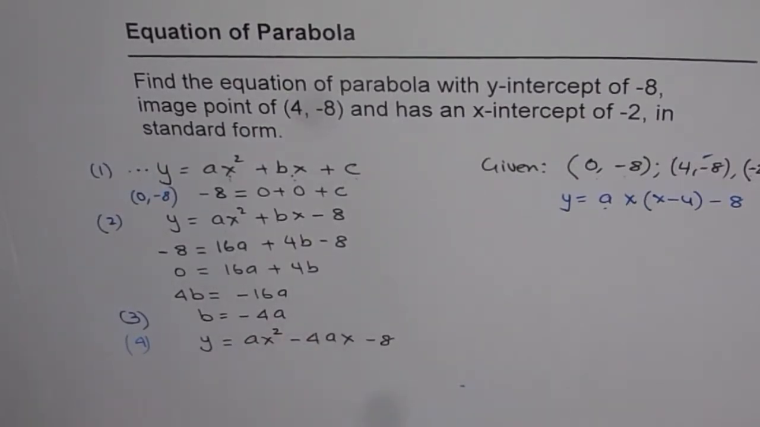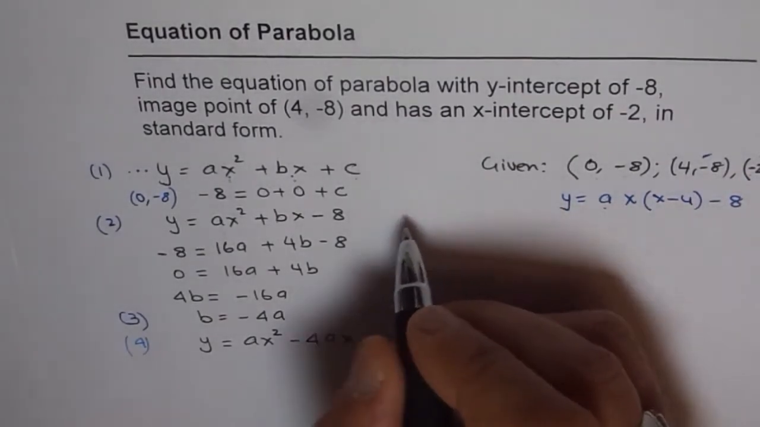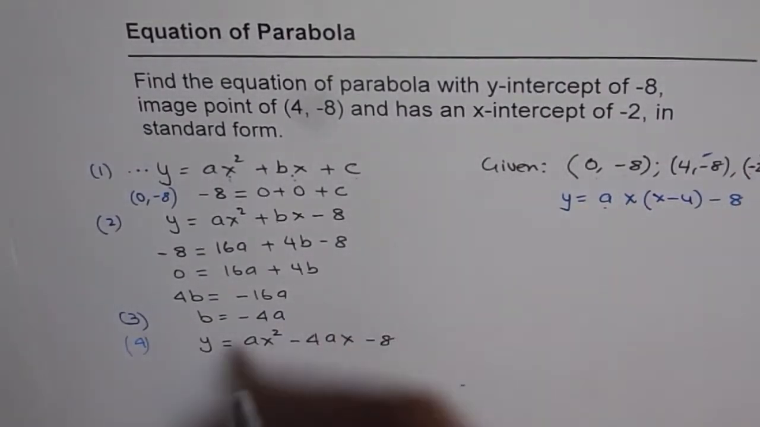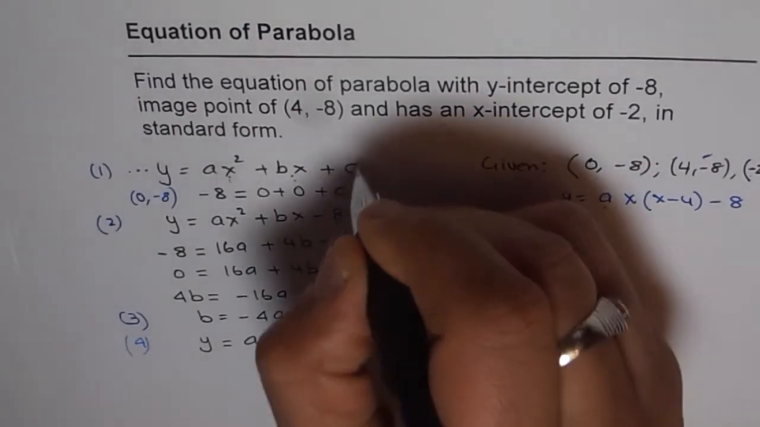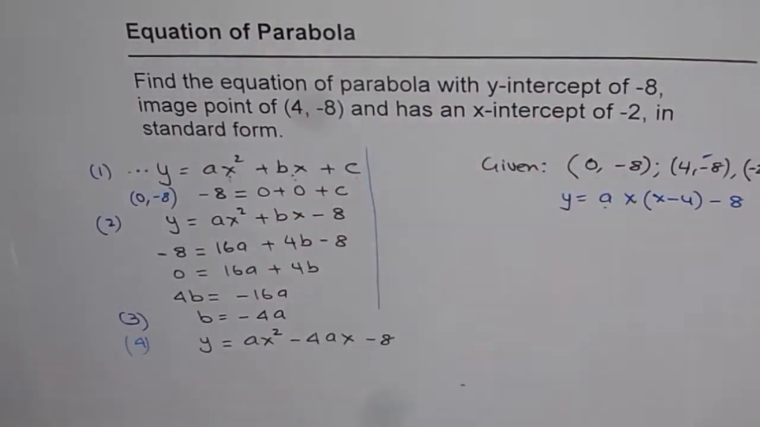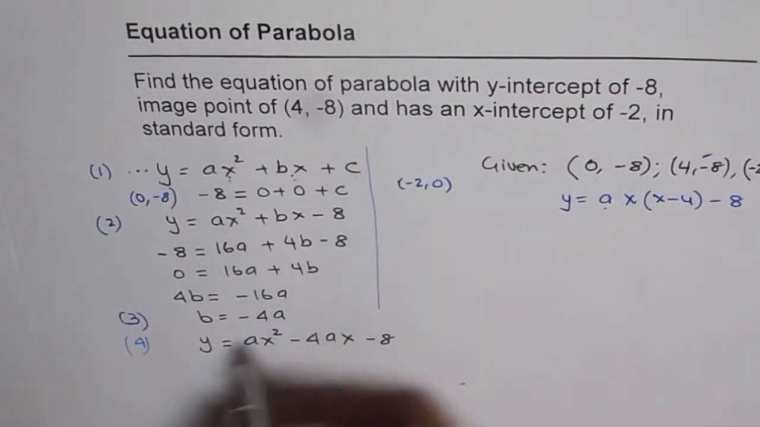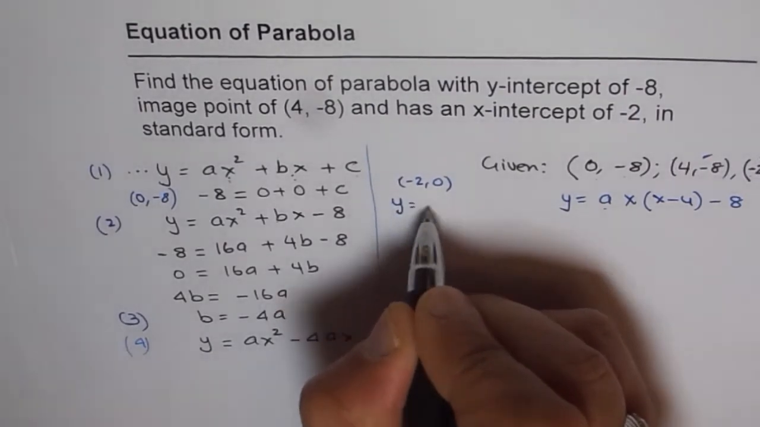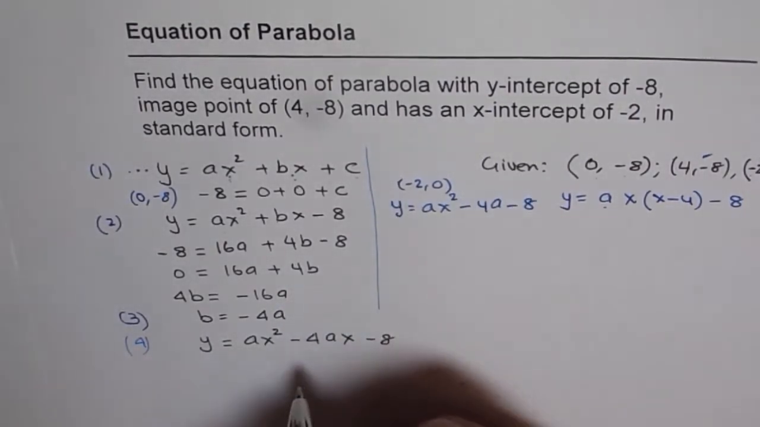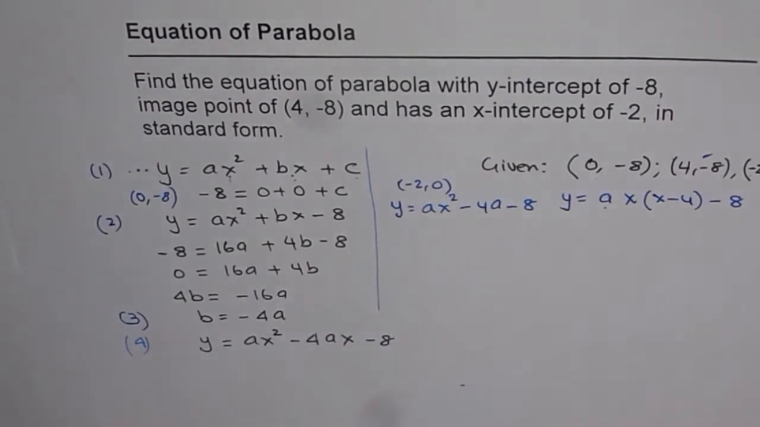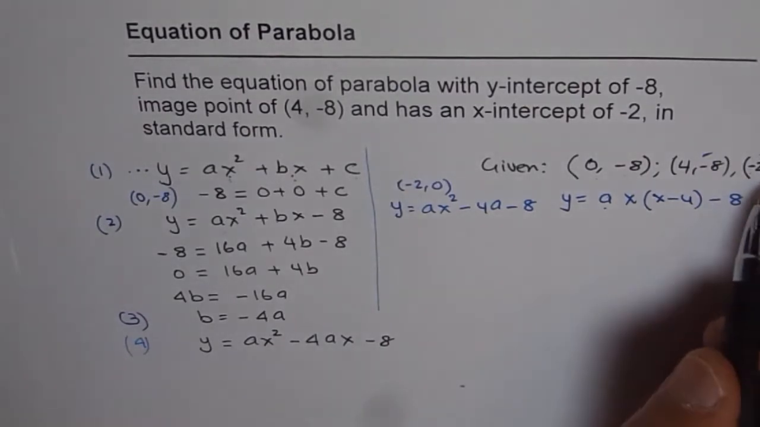Now in equation 4, I'll substitute the point minus 2, 0. So I have 0 for y, and I'm substituting the point. What I'm trying to use here is the point minus 2, 0 in the equation y equals ax squared minus 4ax minus 8. Now this is in a single variable, so it's very simple to get the answer.